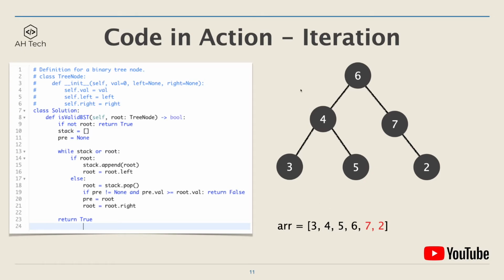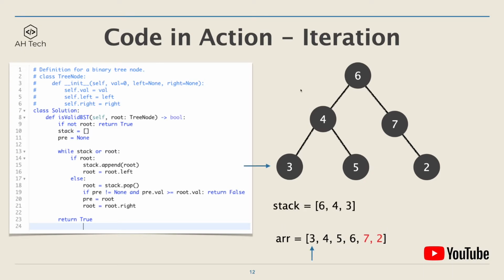And now let's see how iteration works in action. For in-order traversal, we will traverse all the left nodes first. So we will put nodes 6, 4, 3 into the stack. And then at node 3, it is a leaf node, so we will start popping the nodes out. Here we will pop 3 out, so it will become the pre-node. And here we are at node 4.